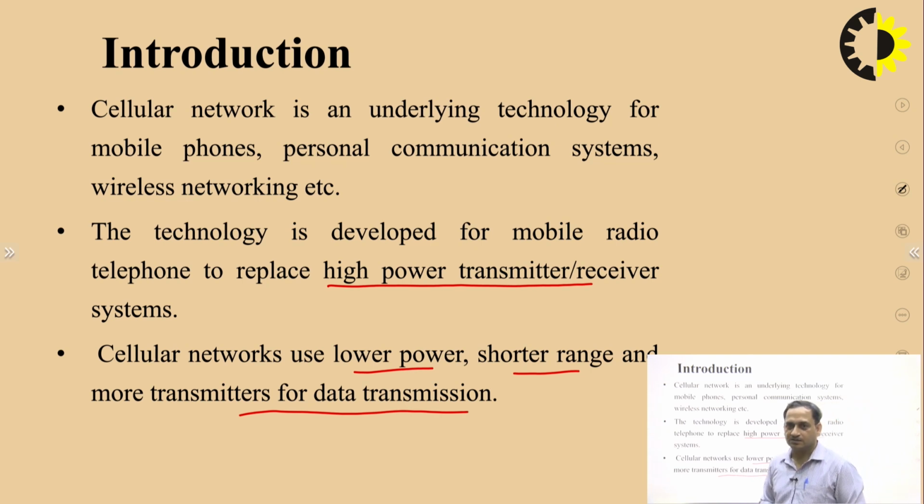So the main purpose of a cellular system is to utilize the given bandwidth in a very efficient way. Plus, how we can increase the data rate. Third, how we can reduce the interference. These are a few factors which motivate us to talk about cellular systems.